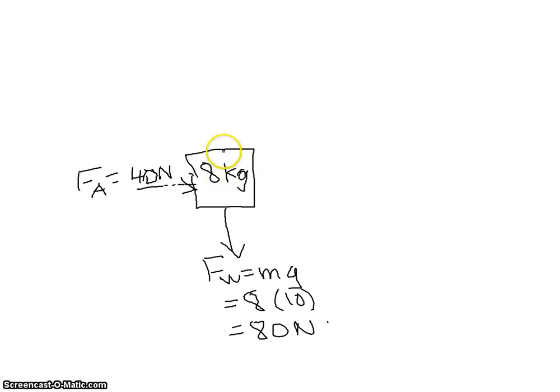And because this object is not moving vertically, we know that the normal force, and that N does not represent newtons, it represents normal force. The normal force is equal to the weight force, which means it also is equal to 80 newtons.